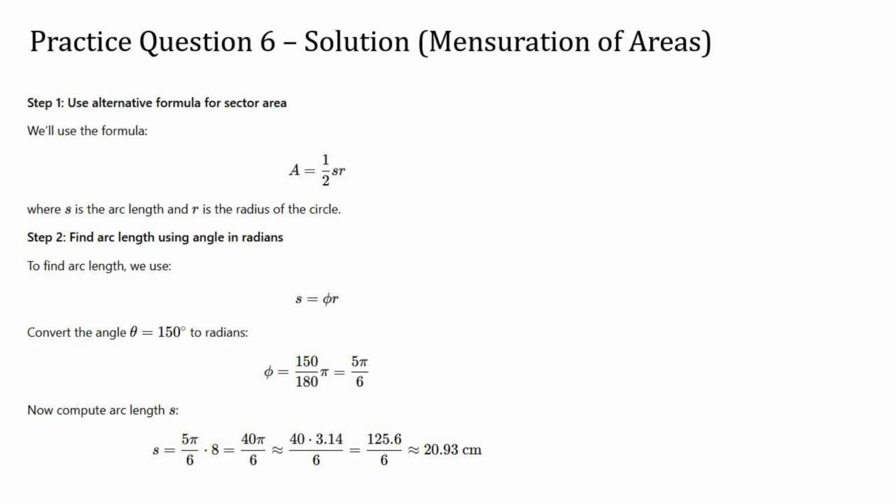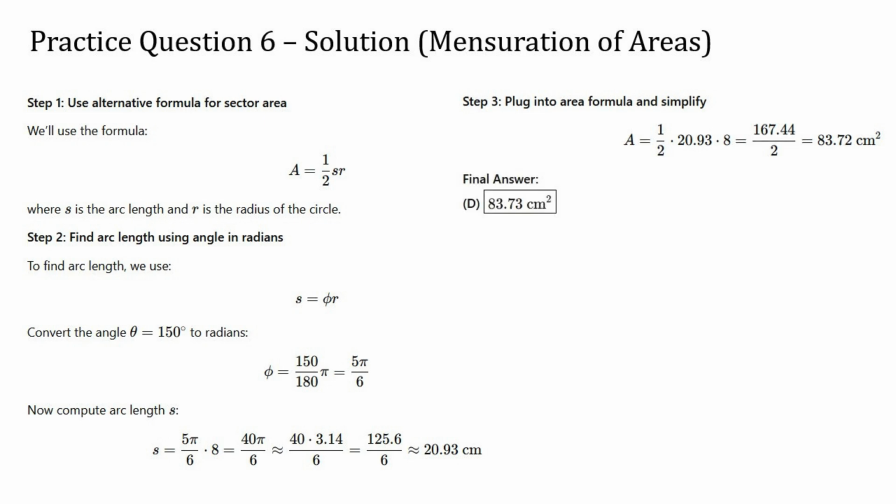We do this by multiplying the degree measure by pi over 180. We find that the angle in radians is 5 pi over 6. When multiplied by the radius, we end up getting an arc length of approximately 20.93 centimeters. Plugging everything back into the area formula and simplifying, we get a final area of about 83.72 centimeters squared. Looking at the options, we can match our answer to option D.